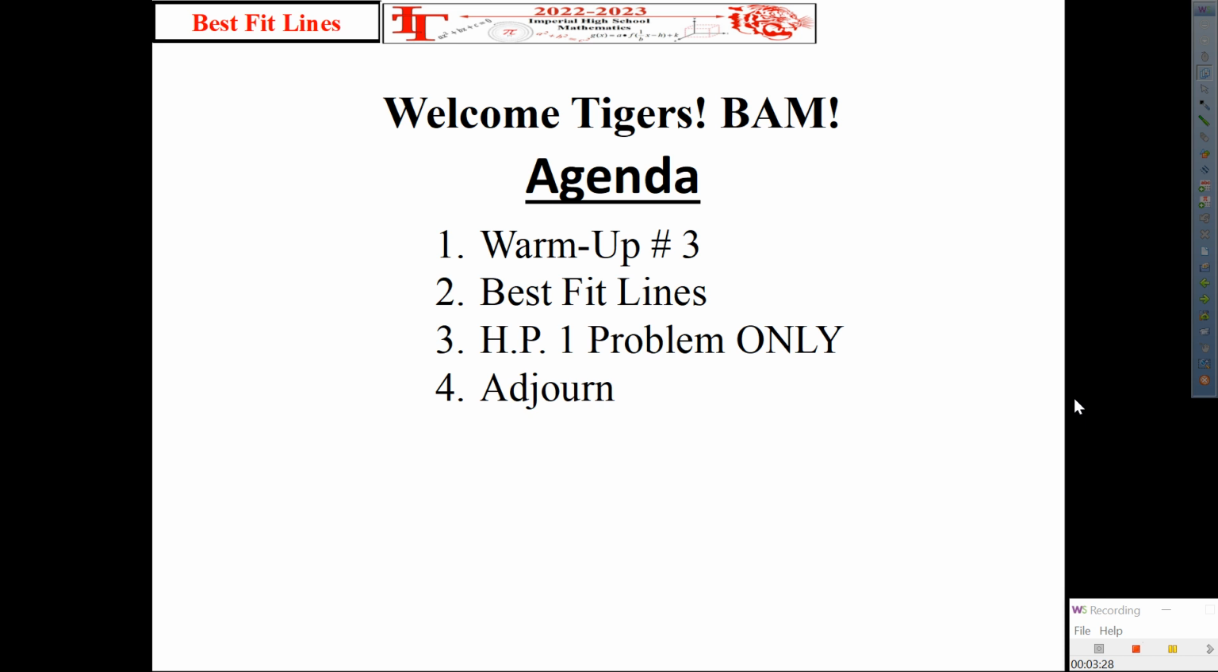So once again, warm-up number 3, best fit lines, and home play, 1 problem. And once again, we're still trying to hit all the foundational stuff before we actually get into the actual course for stats. I'm still giving you some stat stuff, but just foundational, okay? Today we are going to do a little bit of algebra, so everybody go like this really quick. Bear with me, yes? All right. So we got warm-up, we got agenda. What usually comes next?